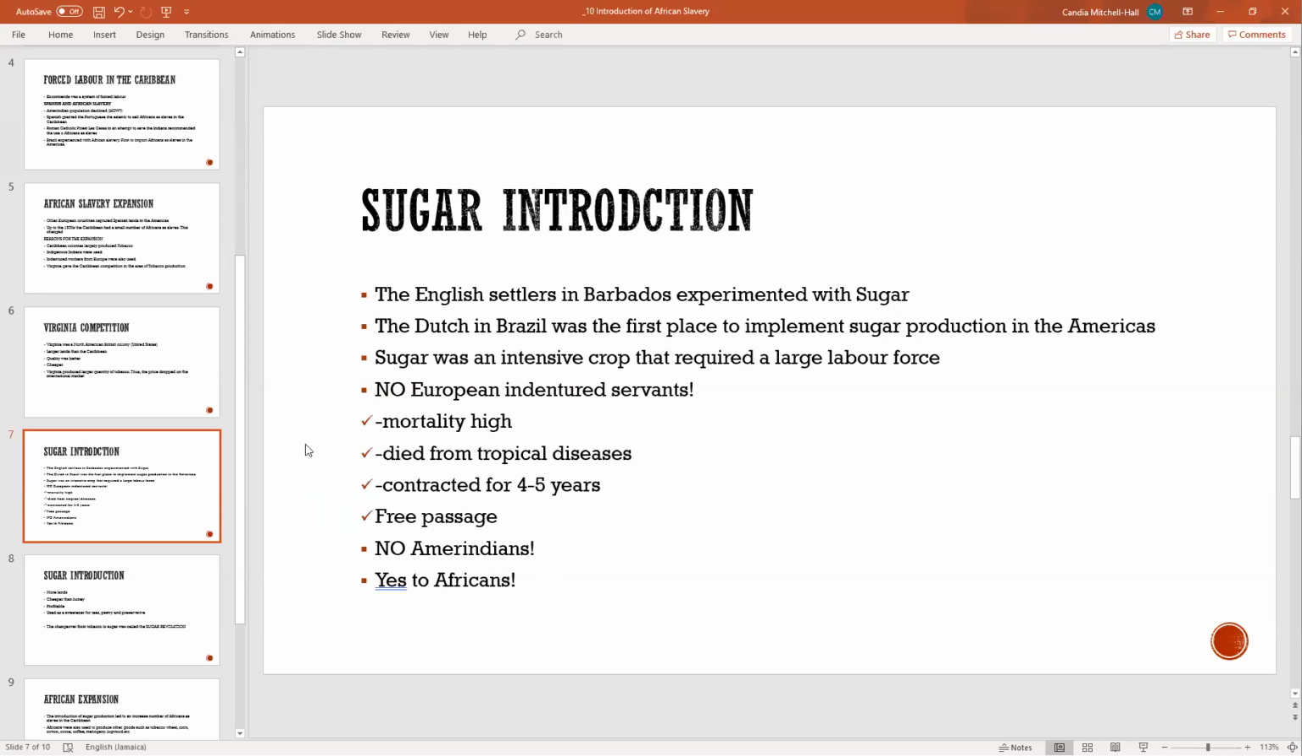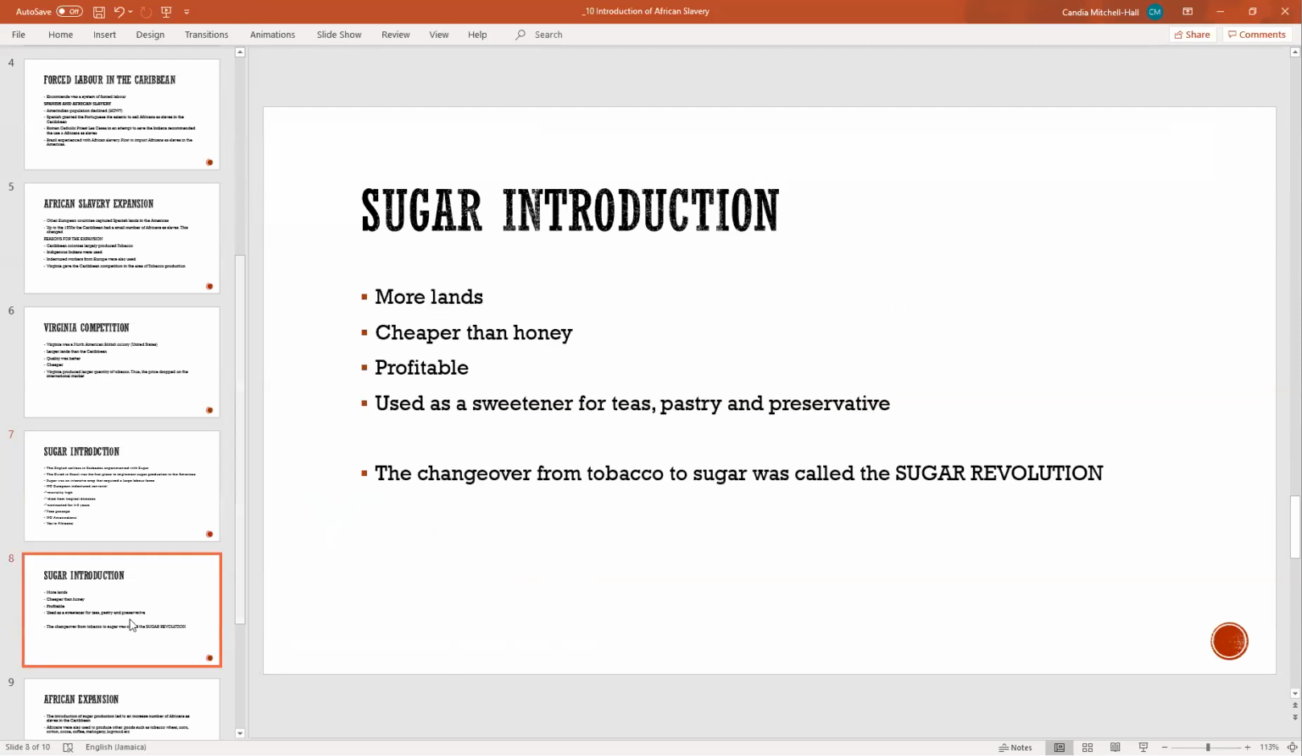And so they said, listen, our best group of people to use is the Africans. Why not use the Africans? And so they are now going to implement sugar production. Why is sugar going to be such an important crop? You need more land for the production of sugar. At the time, Europe used honey as a sweetener. Honey was very expensive. Even today, honey is super expensive.